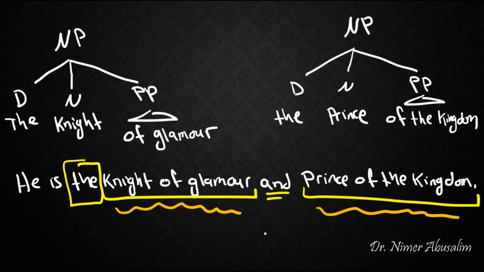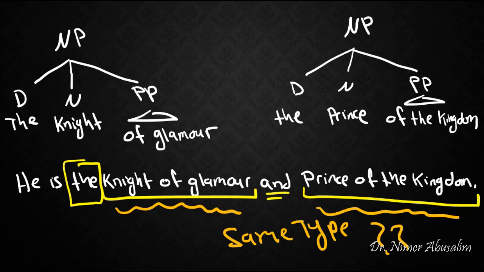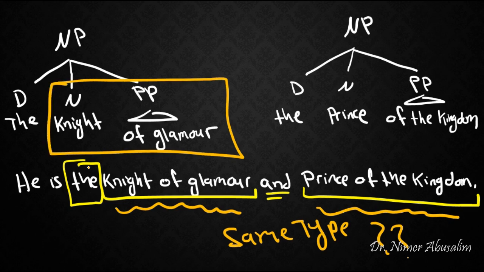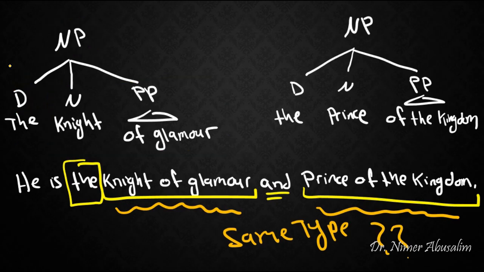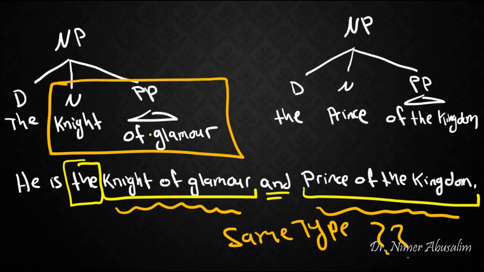That means that they are constituents of the same type. But what type is that? Let's look back up here and see. Is there a specific type for Knight of Glamour? All we see in this flat structure is this NP, but then if we take this NP, we have to include this as well. So there's nothing that shows us that Knight of Glamour is a constituent by itself. The same goes for Prince of the Kingdom.